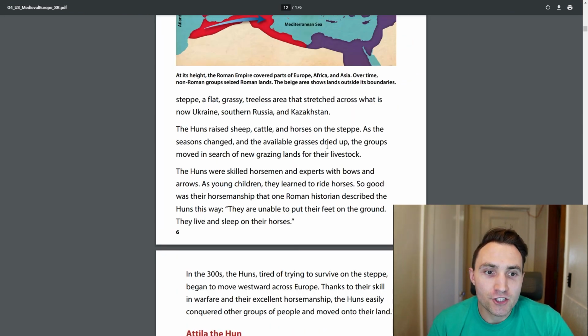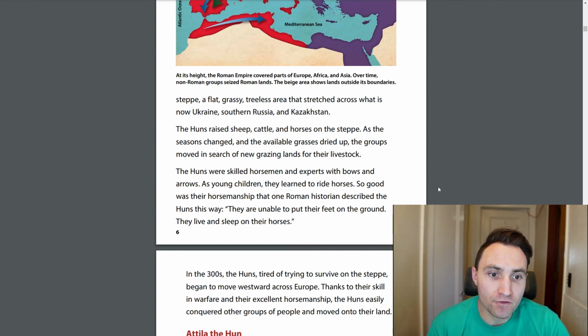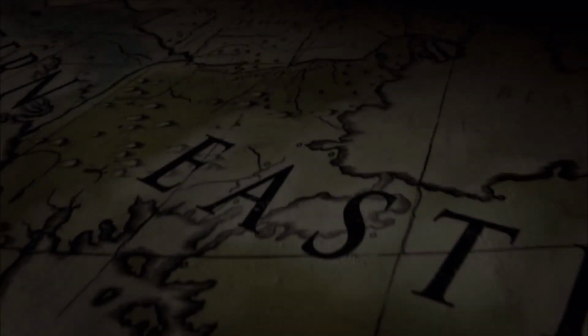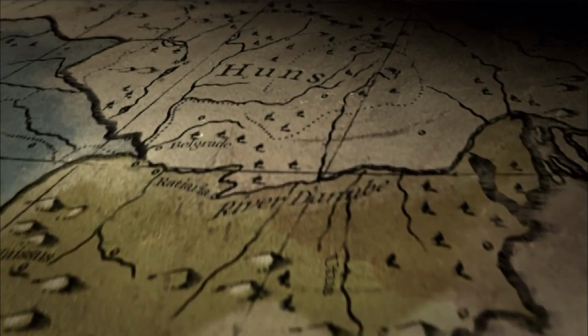So the Huns raised sheep, cattle, and horses on the steppe. As the seasons changed and the available grasses dried up, the groups moved in search of new grazing lands for their livestock. So grazing new lands for the animals to graze, or to eat, from the ground. The Huns were skilled horsemen and experts with bows and arrows.